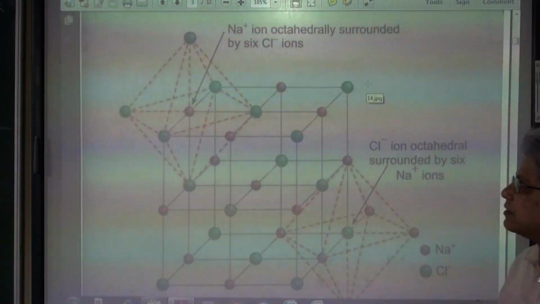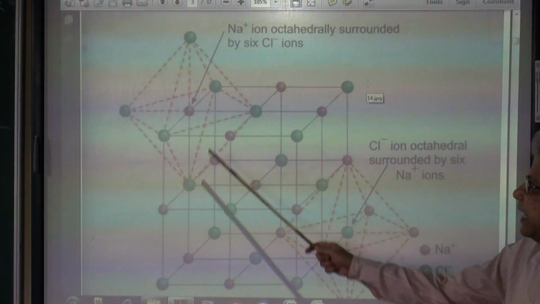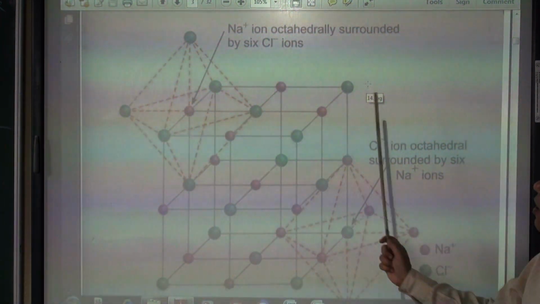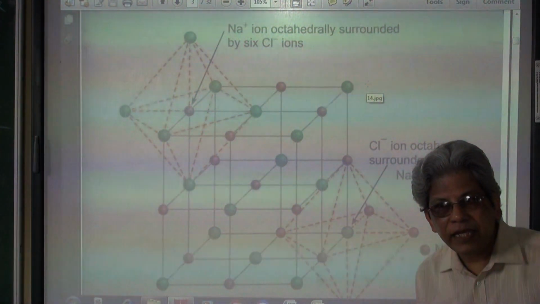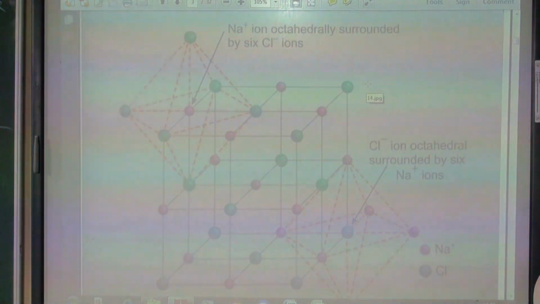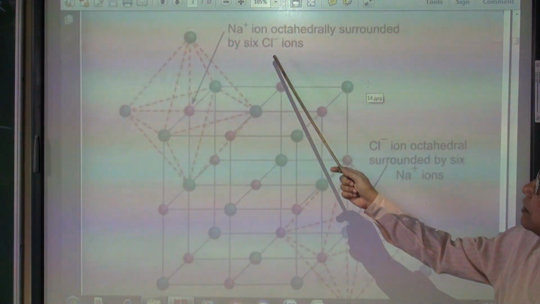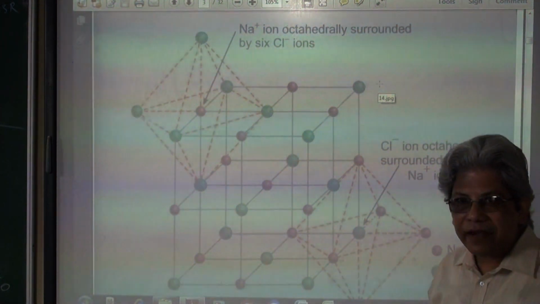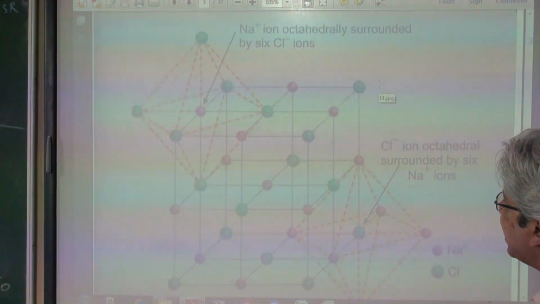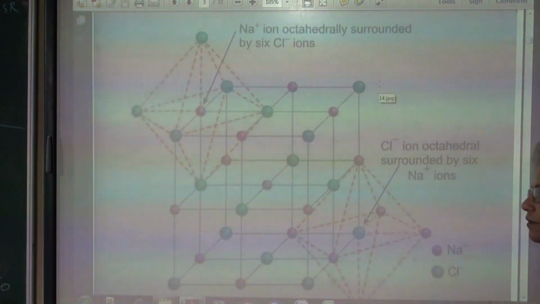Look at this diagram. This explains the structure of sodium chloride. We call it ionic solid because it is made of ions like sodium and chloride ion. Now, what is the arrangement of these two ions in the unit cell? First, let us try to find it out.